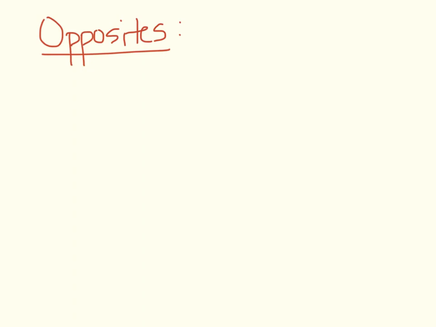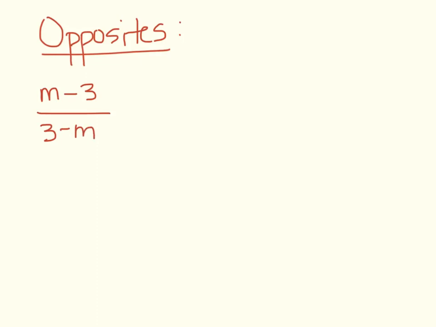For this last slide, I want to talk to you about opposites. When you're talking about rational expressions, there's something called an opposite. And basically, an opposite looks something like this. An opposite is a numerator and a denominator that are flipped.